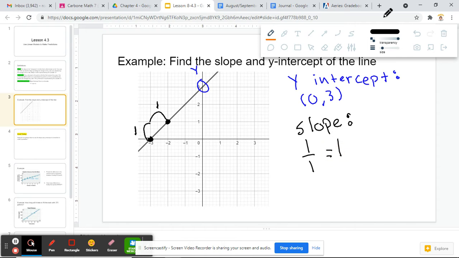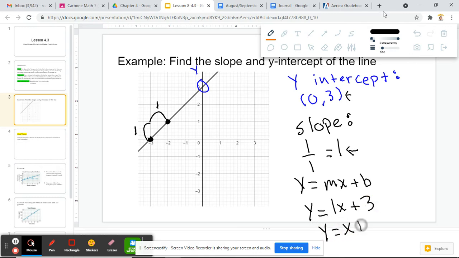Now, if we wanted to put this into slope-intercept form, remember, slope-intercept form says y equals mx plus b. So this is our m, this is our b, so it would become y equals 1x plus our y-intercept here, which is 3. Or we could simplify this to just y equals x plus 3. And that would be the equation of this line.